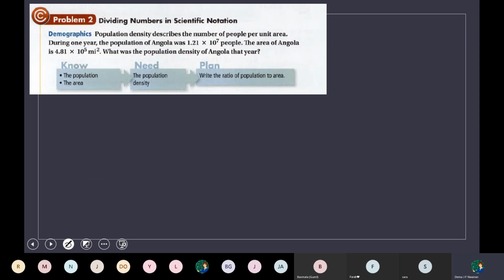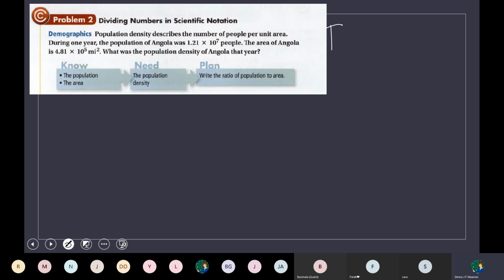Now, let's do problem number 2. In problem number 2, we learn how we can divide numbers in scientific notation. Demographics: population density describes the number of people per unit area. During 1 year, the population of Angola was 1.21 times 10 to the power 7 people. The area of Angola is 4.81 times 10 to the power 5 miles squared. What was the population density?